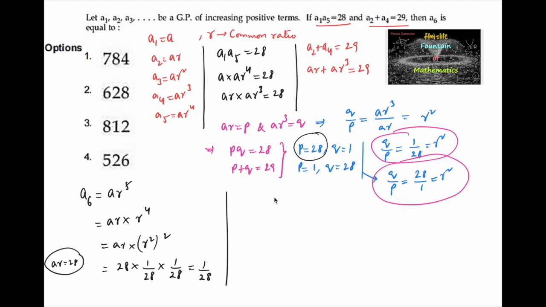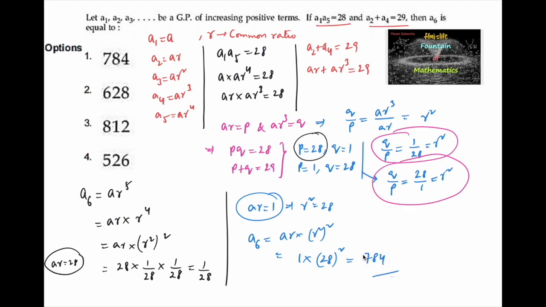And when AR is equal to 1, that is P is equal to 1, so we have R square is equal to 28, so we can write A6 is equal to AR into R square whole square, that is 1 into 28 whole square. 28 whole square is 784. So 784 will be the answer for this question because it's an increasing positive terms. So we can go with option A.